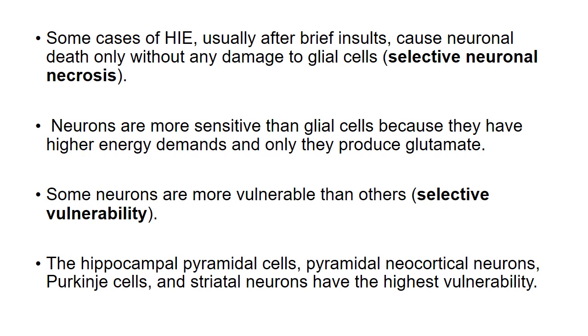On the other hand, some neurons are more vulnerable. As we have already discussed, the pyramidal neurons, or rather the hippocampal pyramidal cells, the pyramidal neocortical neurons, the Purkinje cells, the striatal neurons, are the ones which undergo irreversible injury, especially within 4 to 5 minutes of ischemia. So this phenomenon is referred to as the selective vulnerability of these neurons.